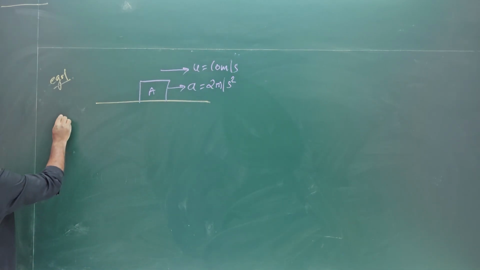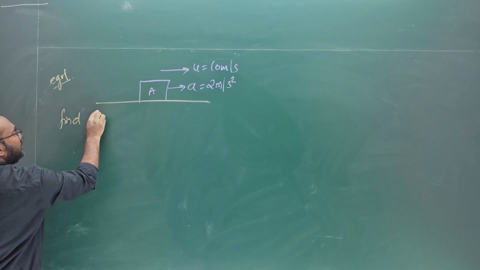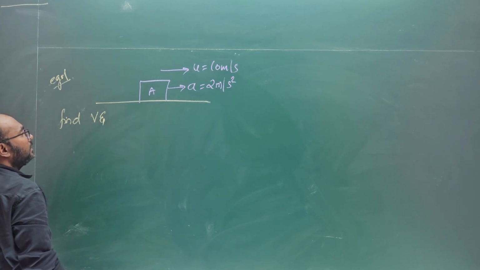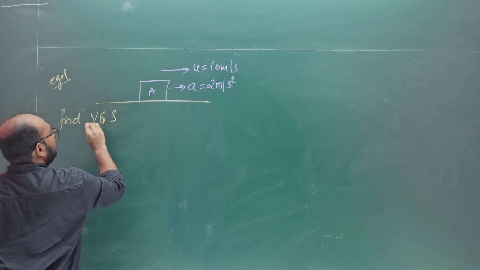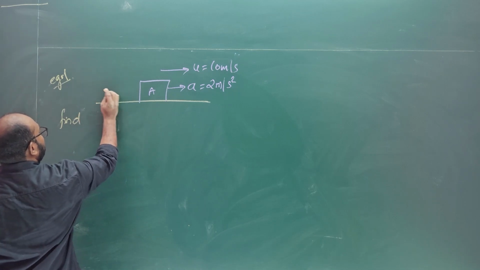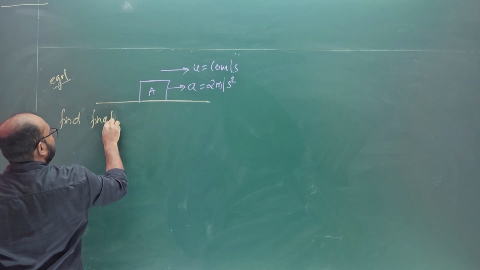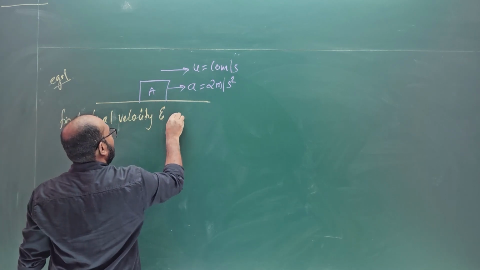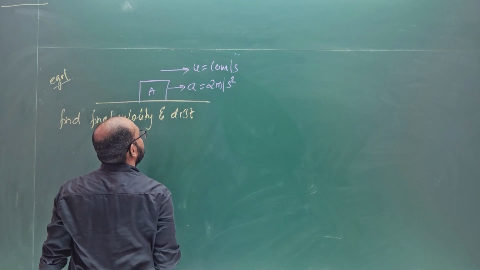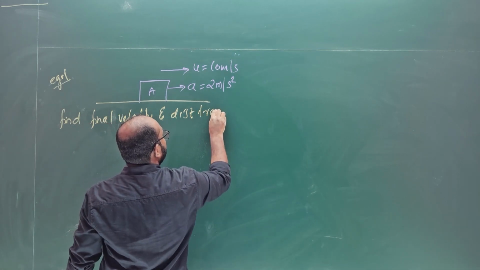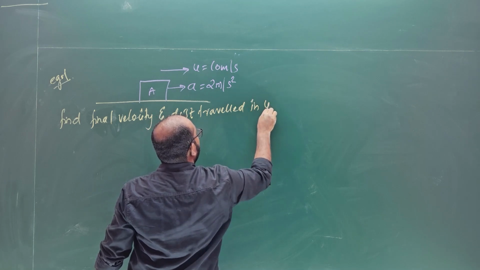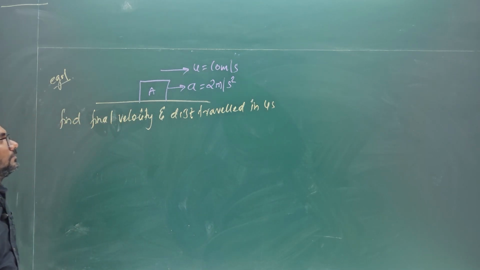Question is, find final velocity and distance traveled in 4 seconds. Okay, try this.